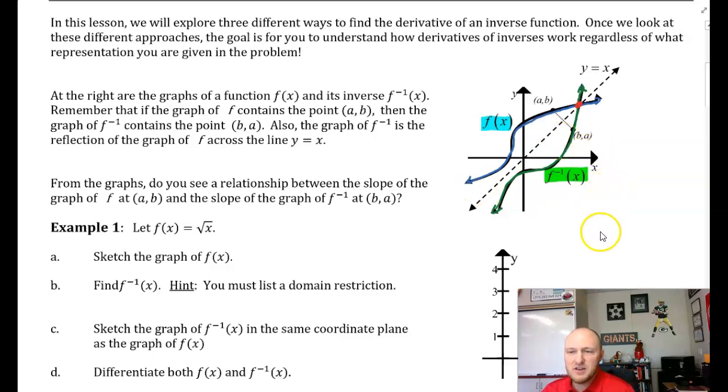Now, the key thing for our lesson today is to notice that a point contained on graph f, a comma b, this point right here, its mirror point is on f inverse, and that mirror point is b comma a. And this should make sense because with inverses, we switch x and y. So those points are going to flip and mirror across this line y equals x.